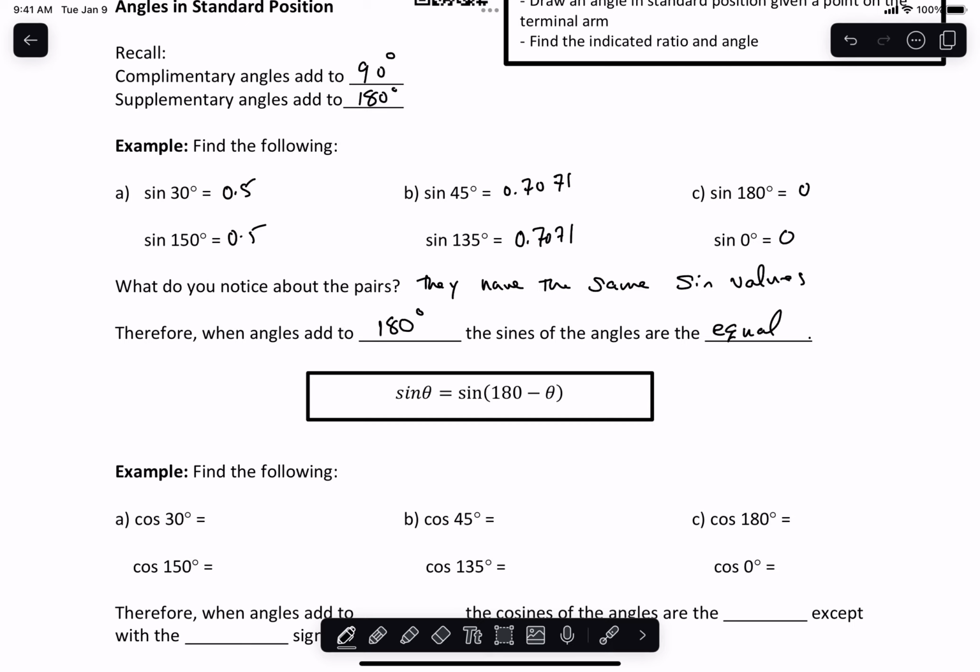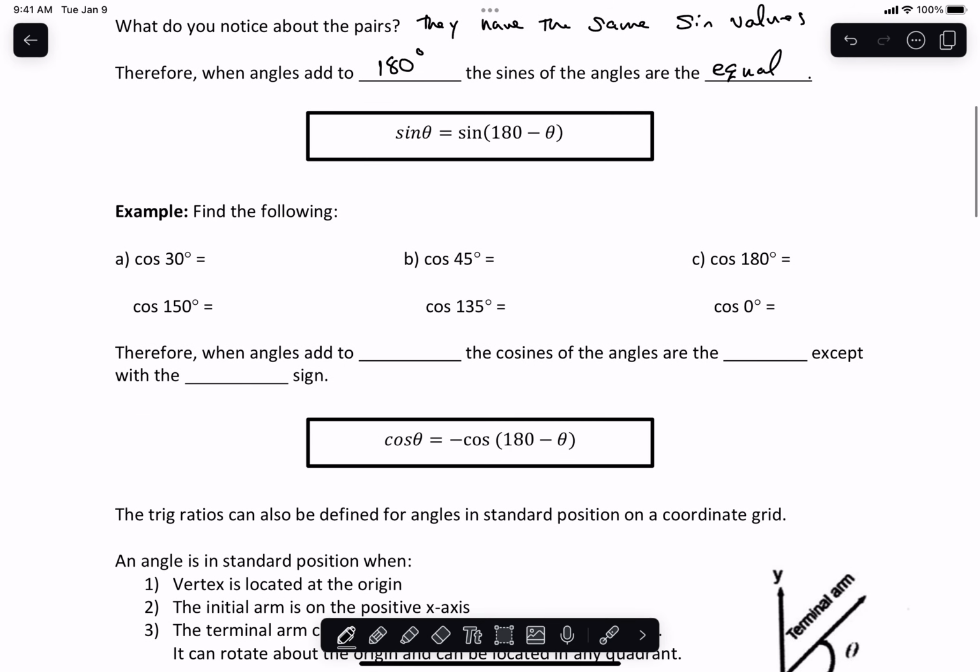Okay. All right, let's go down. What about the cosine? Gabe? 0.866 for cos 30. And for 150, it turns into negative 0.866. Okay, what about the cos of 45? 0.707. And 135 is negative 0.707.